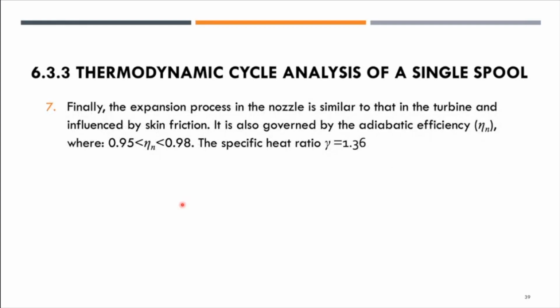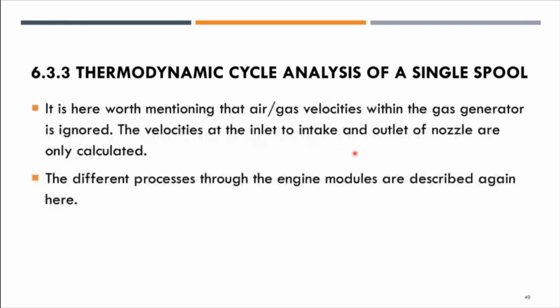Finally, in the nozzle, the expansion process is similar to that in the turbine and influenced by skin friction. So zeta N, nozzle efficiency, is between 0.95 to 0.98. Specific heat ratio at this particular section is already 1.36. So it is here worth mentioning that air or gas velocities within the gas generator are normally ignored.